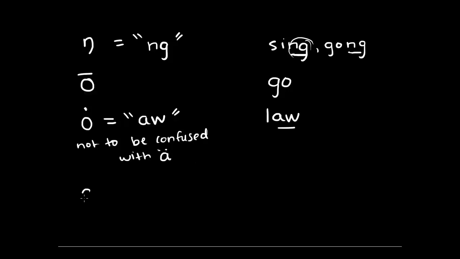Alright, and then when you have OI together, it's oi, as in boy. Okay? So that's pretty simple. That completes our vowel O. Okay, moving on, we have P, which is pretty normal, the same. P as in pepper.